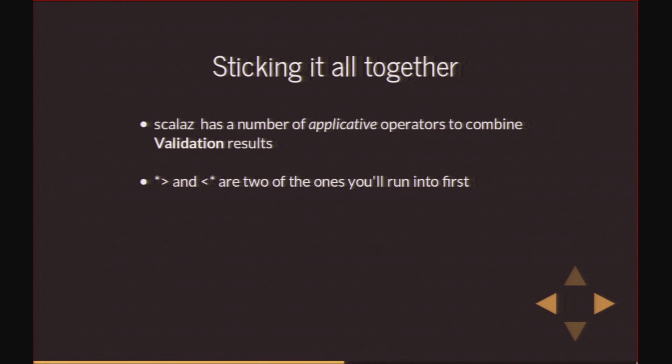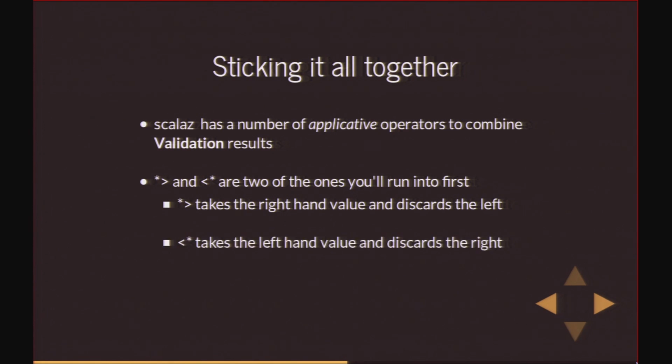I think you can think of them as left-hand side and right-hand side. And you'll run into these first. So star greater than, or right-hand side, takes the right-hand value and discards the left by default. Less than star takes the left-hand value and discards the right. So when we take these two things, however, errors win. So it's almost like a Boolean or, where it's sort of, if it's success unless there's an error or a false, in which case the error wins.